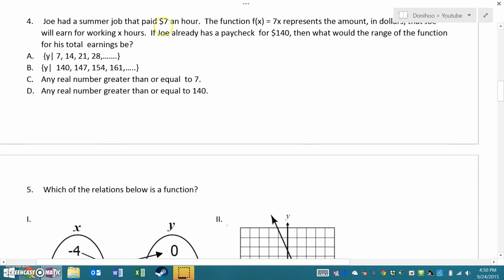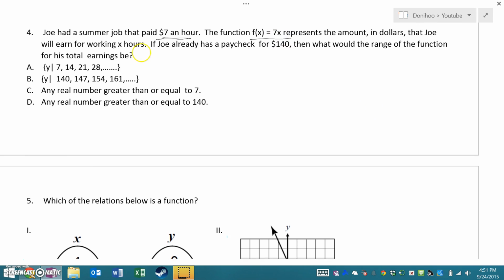Joe has a summer job that pays $7 an hour. This function represents how much money in dollars he earns working X hours. If he already has this much money, then what's going to be the range of the function? Because you can work half an hour, you can be in between 140 and 147. He has $140 to start with, so he's not going to start at 7. So these two options are out.